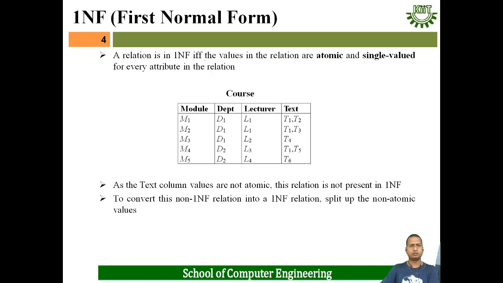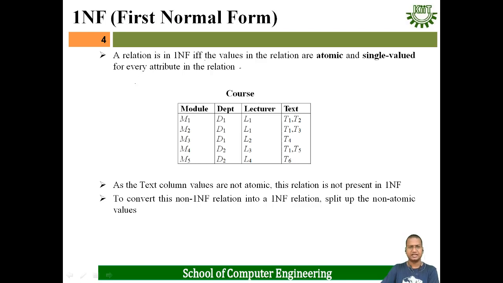A relation is in 1NF if the values in the relation are atomic and single valued for every attribute in the relation. Let's take one example. Course is a table with module, department, lecturer, and text, the 4 attributes of this course table. Is this table in 1NF? First we have to check if all the data items or entries of this table are atomic in nature. Then we can call this table 1NF.